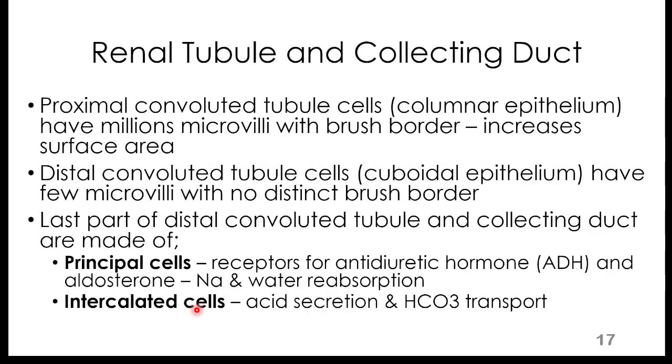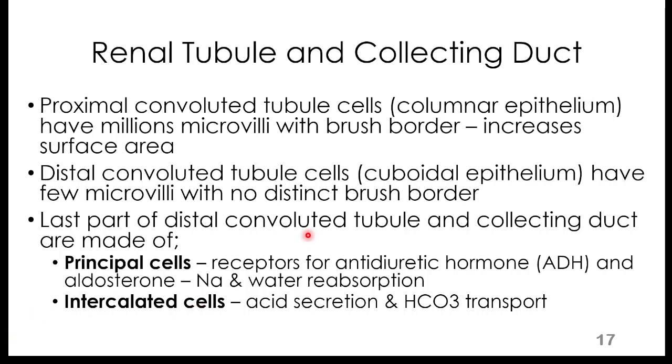Now, the proximal convoluted tubule cells have a columnar epithelium with millions of microvilli that form a brush border. The brush border increases the surface area, just as the intestinal luminal cells have a brush border for increased surface area to facilitate absorption of digested food. So in this case, the brush border facilitates reabsorption of water, nutrients, and electrolytes back into the blood.